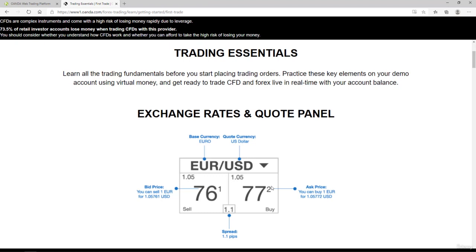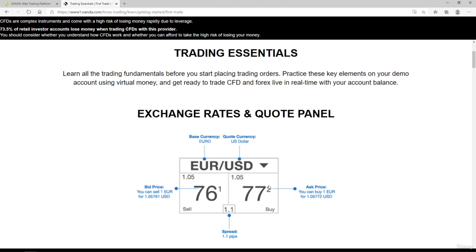And the rule is actually pretty simple. We always get the less favorable price. So if we want to buy euro, then the higher price applies. So we have to pay more for 1 euro. And whenever we want to sell euro, then we get the lower price.